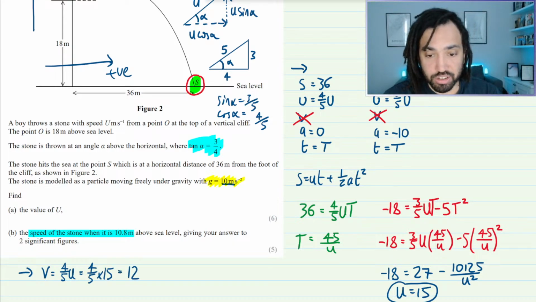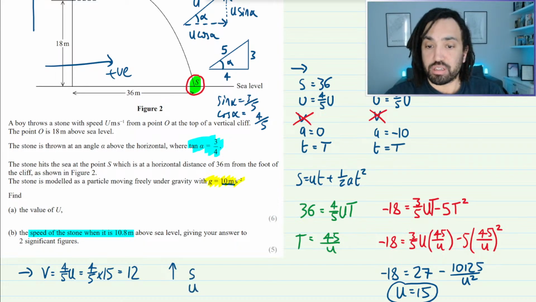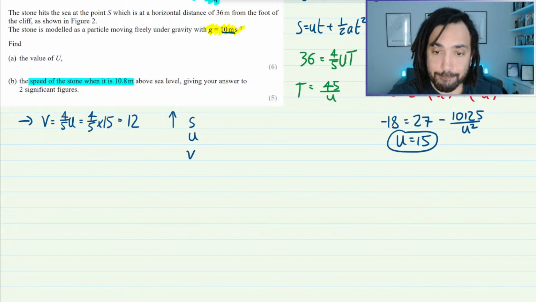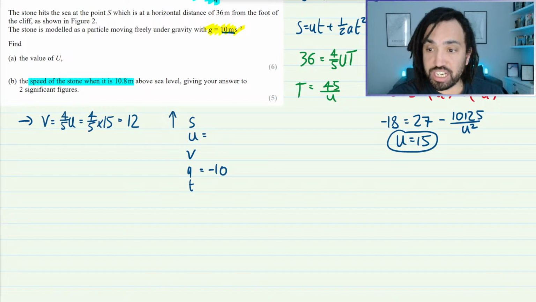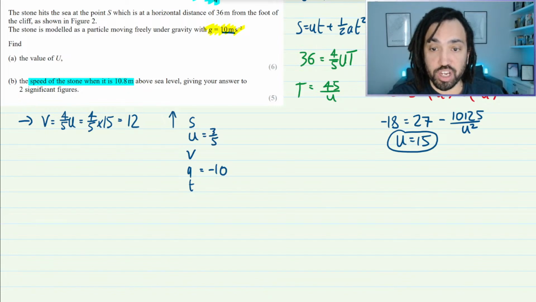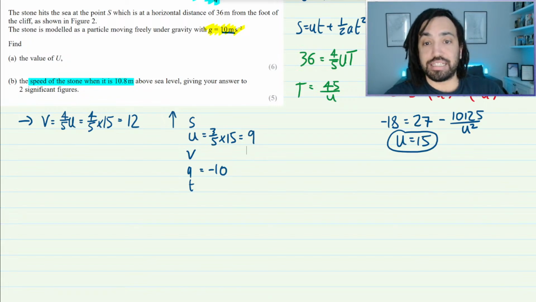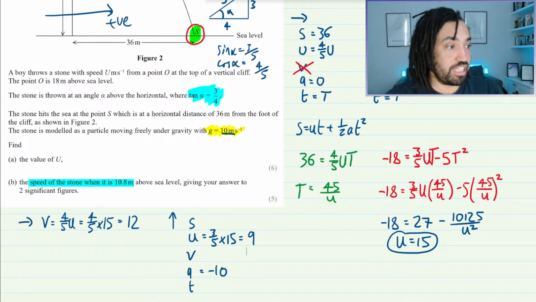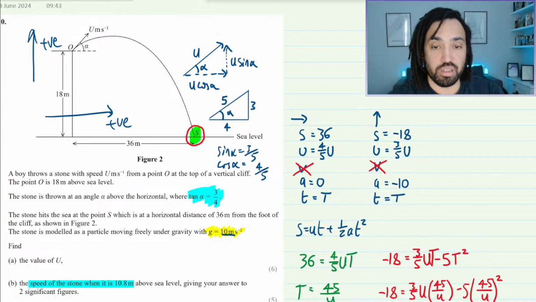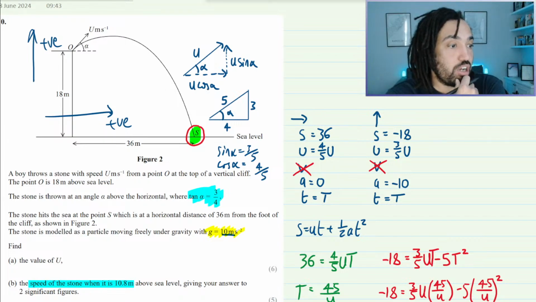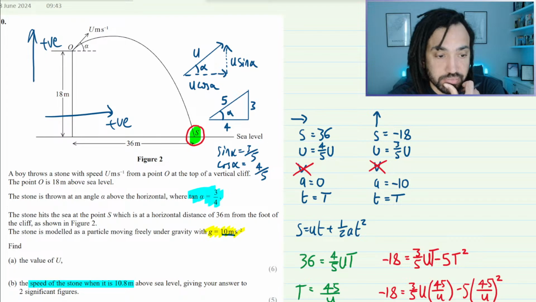Perfect. Now the vertical changes, so we have to do a suvat to find the vertical. Okay, so suvat, like so. We know this is minus 10. We know initially it was sine, which was 3/5 times U. So this gives me 9. And what is the position of the object if it is 10.8 meters above sea level? So what's the displacement that I'm going to put in for S if it is 10.8 meters above sea level?